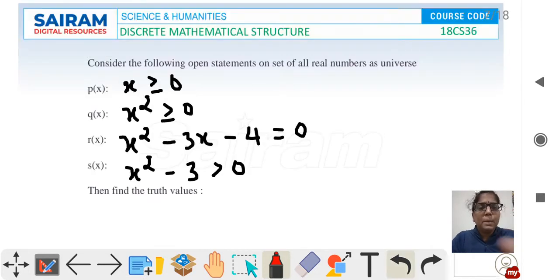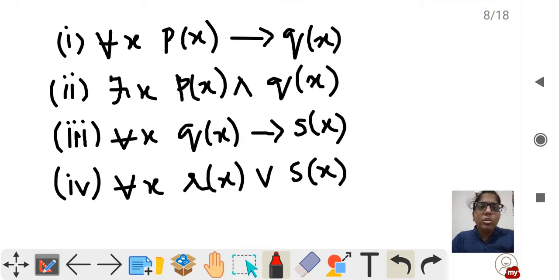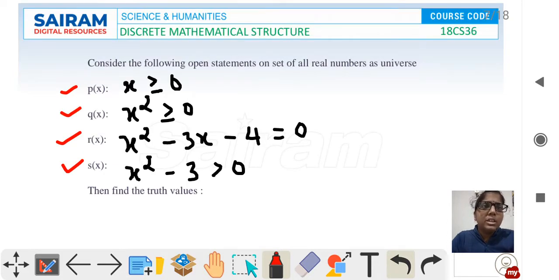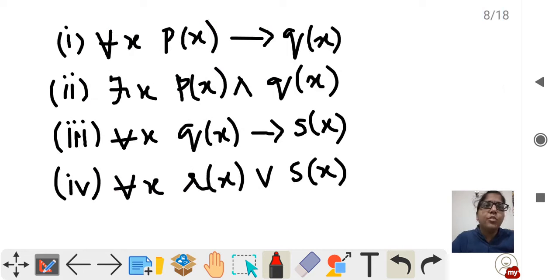So for example, here we have open statements p of x, q of x, r of x and s of x. We have to find the truth values of all these. Okay. So first, what is the universe? You have to identify the universe. Consider the following open statements on the set of all real numbers as the universe. So we consider the universe as real numbers. You can take choices for x as real numbers.